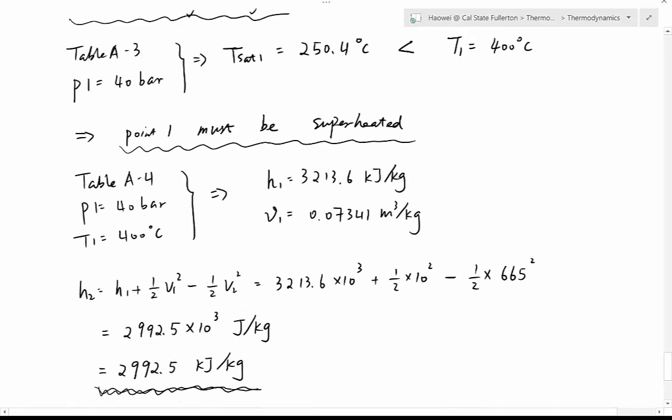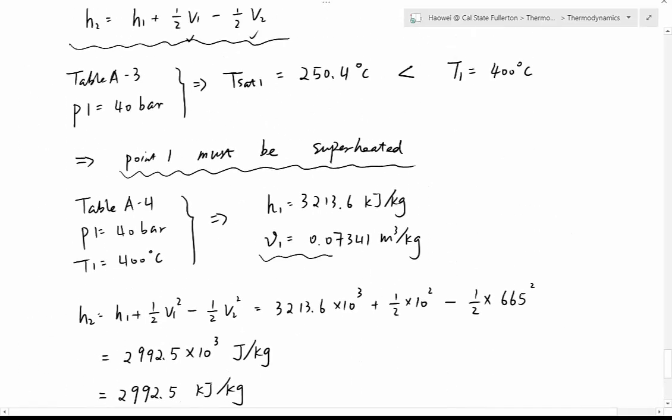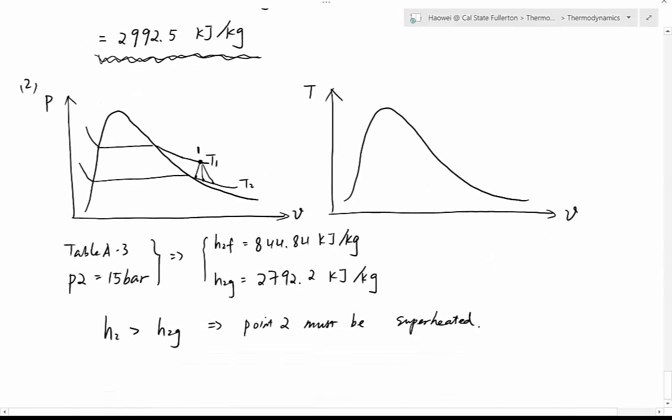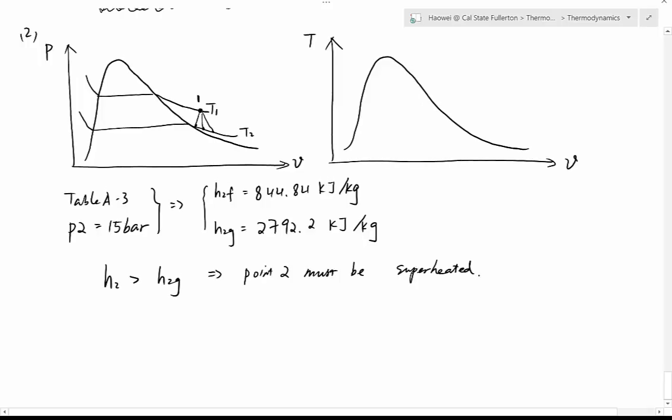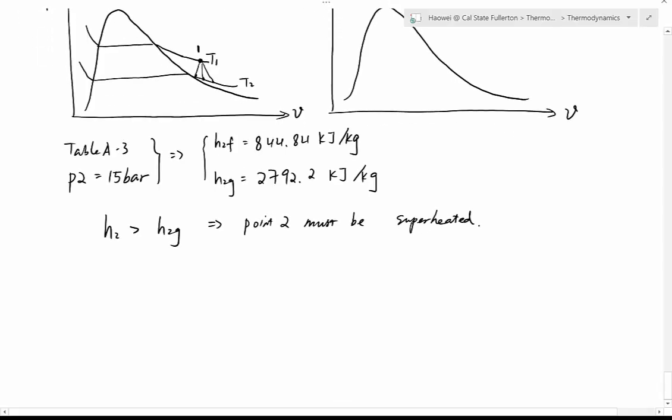Did we find nu1 already? Yes, we did. We found nu1 here already, 0.07. And next, we just need to find nu2. Do you remember how you find nu2? First, nu2 is a property of point 2, and point 2 is a superheated water vapor. If you look for a property for superheated water vapor, you have to use table A4.